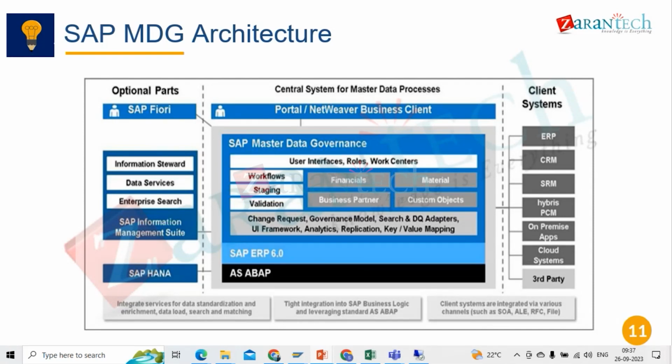Here you can see, as I told you, in MDG we have 3 types of modules available. One is the finance module, another is the material module, and the third is business partner. And here we also have custom objects. Custom objects we can create under the 3 modules. We'll discuss how to create custom objects in further classes.